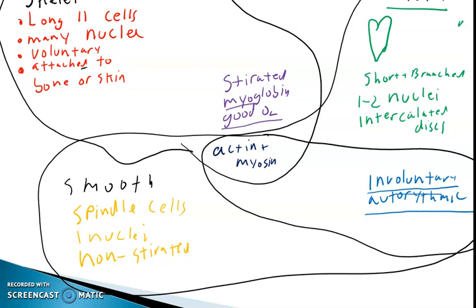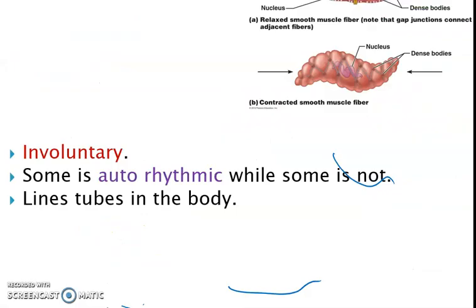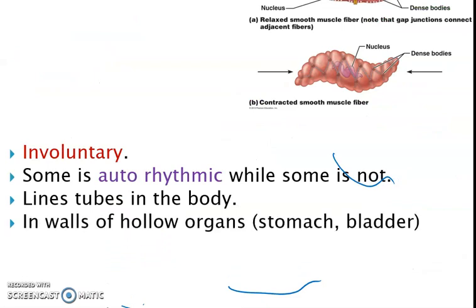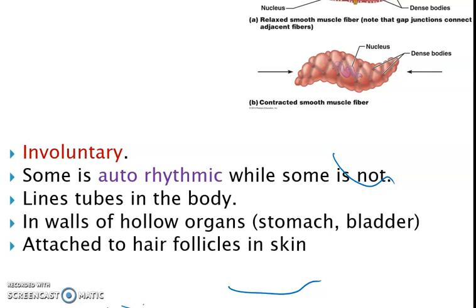So cardiac and smooth muscles share autorhythmic and involuntary. Cardiac and skeletal share myoglobin, good oxygen, striated, and they all share actin and myosin. Unique characteristics: skeletal, long parallel cells, many nuclei, voluntary, attached to skin or bone. Cardiac muscle is in the heart, short branch cells, 1 to 2 nuclei, and smooth muscle, spindle-shaped cells, 1 nucleus, and non-striated. So smooth muscle lines tubes of the body. It's in the hollow organs like the stomach and the bladder. Attached to hair follicles, it's in the iris.